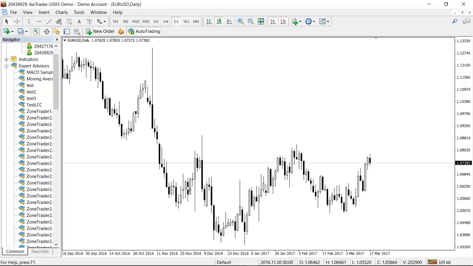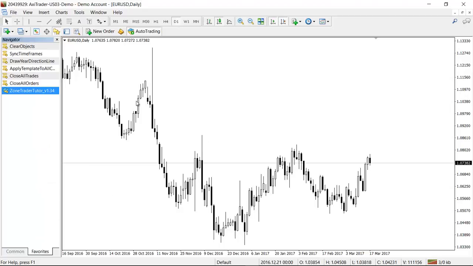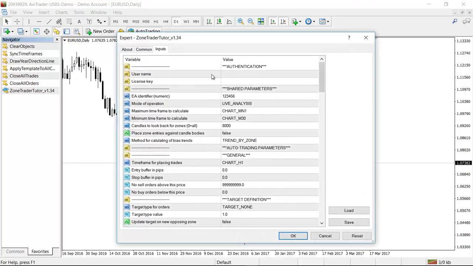I just want to give you a quick introductory session to my expert advisor called Zone Trader Tutor, just to give you a good idea of how to get started with it and some of the things that you can do. So here I have a chart, the Euro Dollar daily chart. I'm just going to drop my expert advisor onto the chart. Straight away you see a list of parameters.